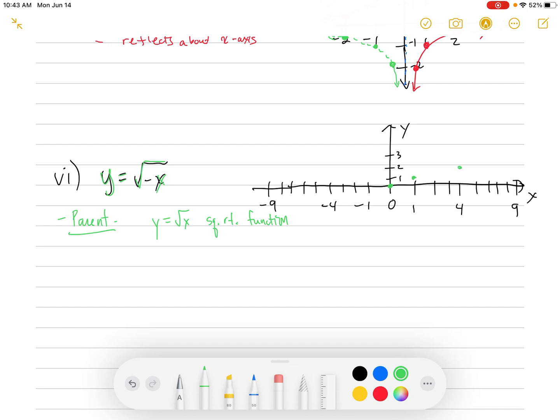So remember, you can plug in 0. The square root of 0 is 0. I can plug in 1. The square root of 1 is 1. I can plug in 4. The square root of 4 is 2. I can plug in 9. The square root of 9 is 3.